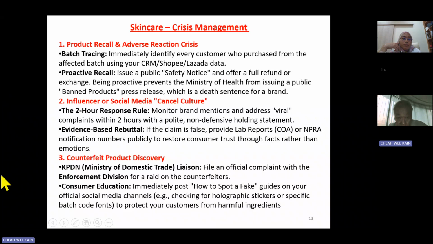Influencer or social media cancel culture: a 2-hour response to monitor brand name, address and video. So anybody complains, 2-hour rule. Be evidence-based. If the claim is false, provide a lab report or NPRA notification number publicly to restore customer trust with facts. Counterfeit product discovery: file an official complaint if anybody is counterfeiting you, and learn how to spot a fake. I don't know whether your product will be counterfeited or not.